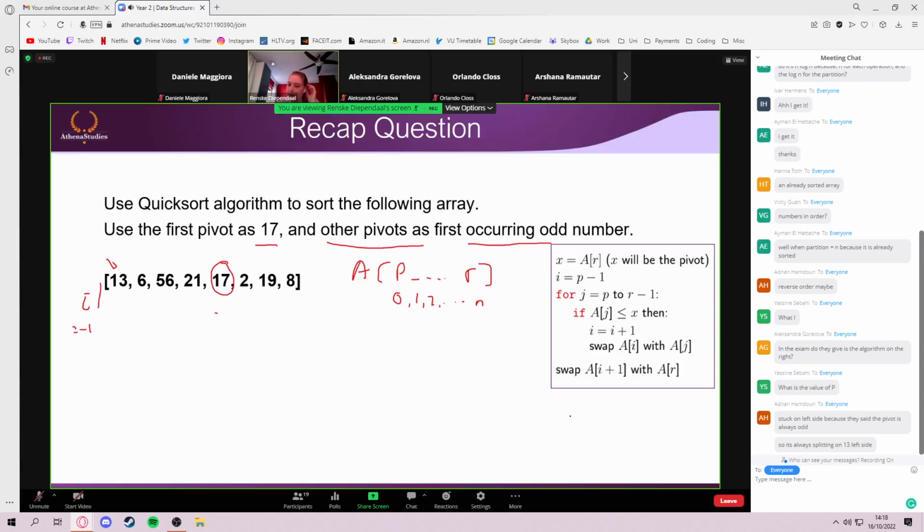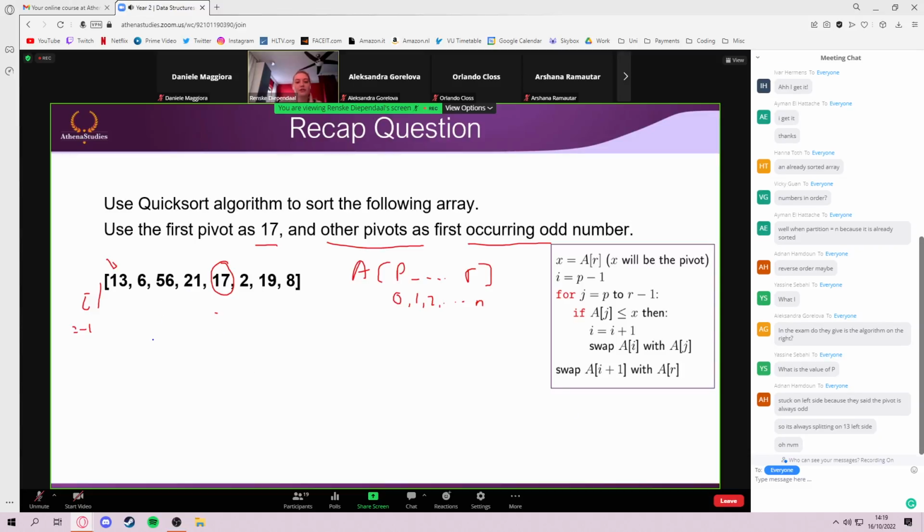Stuck on the left side because they said the pivot is always odd. Well, once you've, okay, so let's say we have, okay, we split it on 17 first, right? So we get something like, oh sorry, 13, 6, 2, 8, 17, whatever. So we're going to do this one. Yeah, exactly. So you pick the pivot once, and then after this, you're going to sort this part only. So you should get rid of the 13.